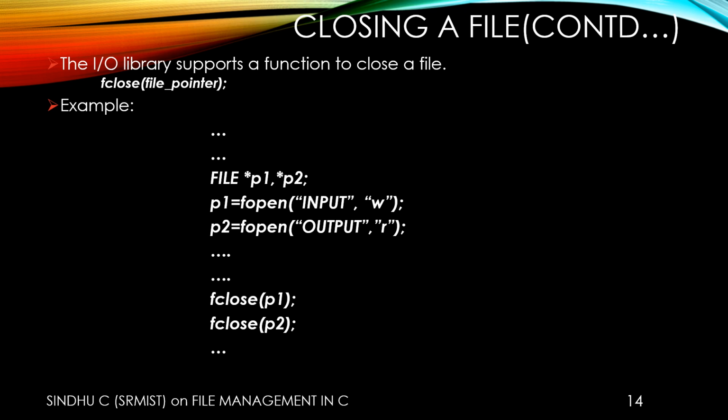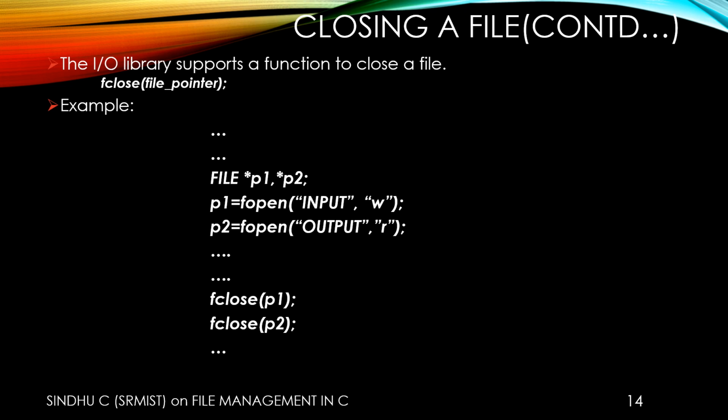So the input-output library supports a function to close a file, which is fclose. The syntax is fclose. Inside the parenthesis, it takes the argument, which is the file pointer which is to be closed. Here we have an example: FILE *p1, *p2, which are two pointer variables. To the first pointer variable, we are assigning the properties of the file input, which is opened in write mode. To the second pointer variable p2, we are assigning the properties of file output, which is opened in read mode.